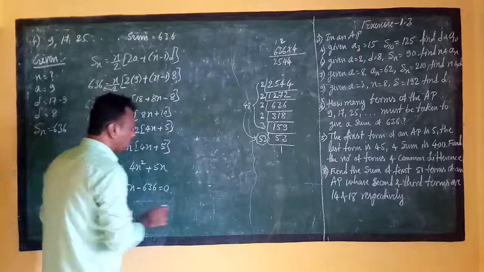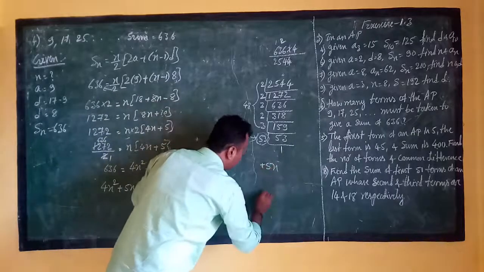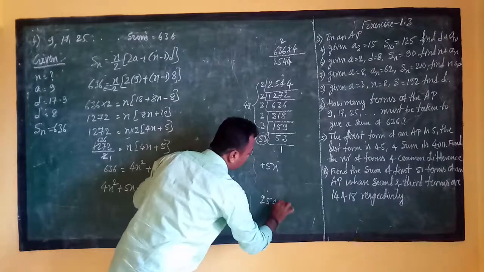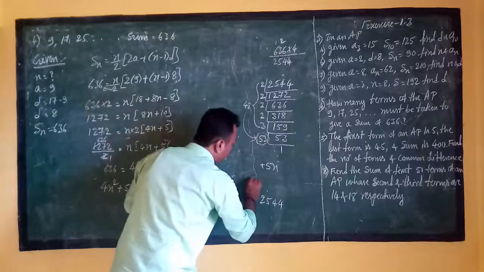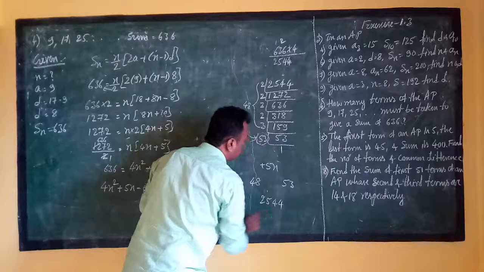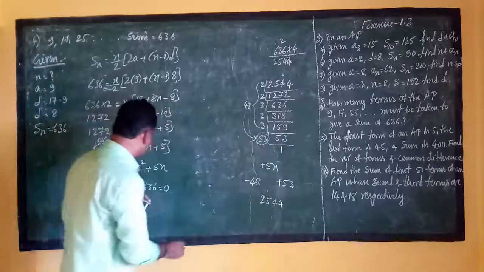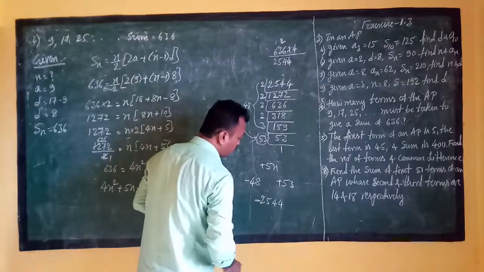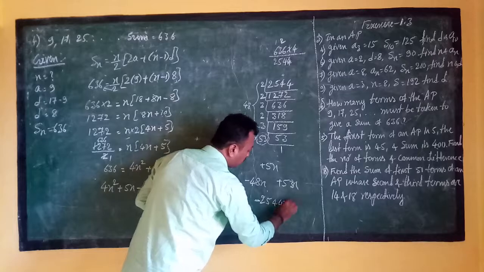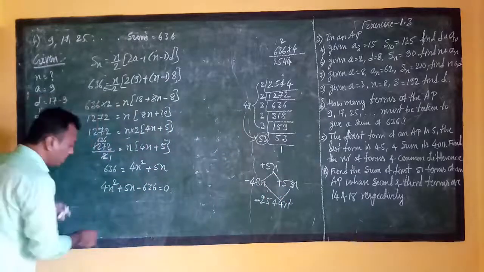Therefore, the roots are very simple. Plus 5n, this is 2544. That means I will take 48 and 53. So plus 53, this is minus. This is also minus, I think. Yes, minus 2544. This is n and this is n, this is n square. Okay students, very simple. Yes, you will get the roots.